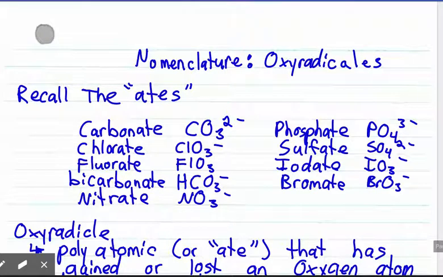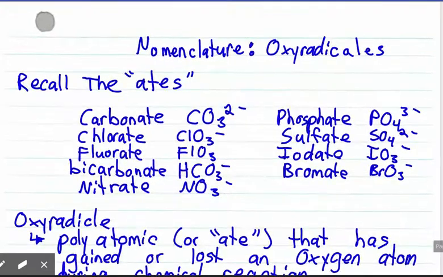So I want you to think back to our "-ates," those polyatomic ions that we've learned in the past. Our examples are right here: carbonate, chlorate, fluorate, bicarbonate, nitrate, phosphate, sulfate, iodate, and bromate. These are the -ates. I have mentioned to you in the past that it is in your best interest if you have the names and the formulas of these -ates memorized.